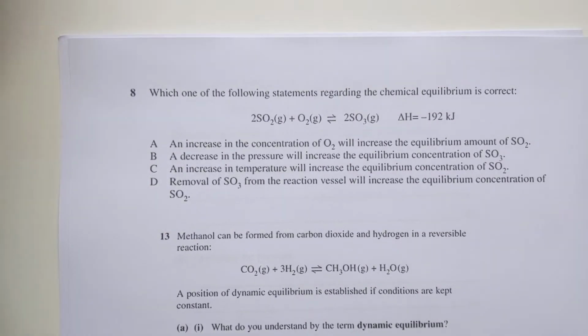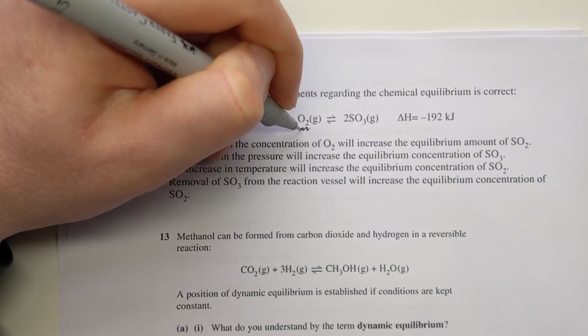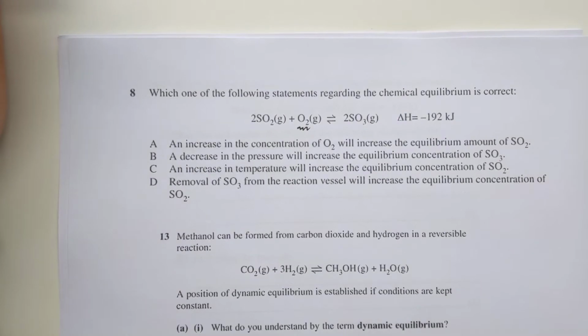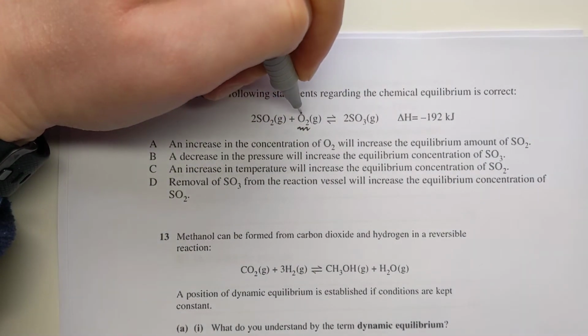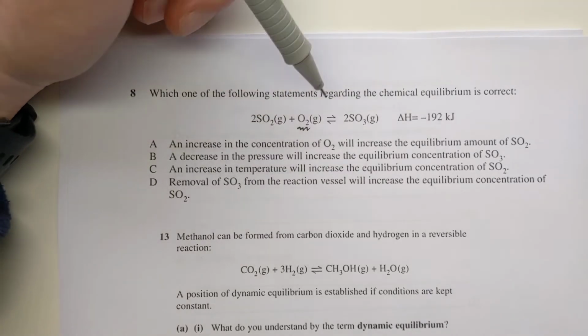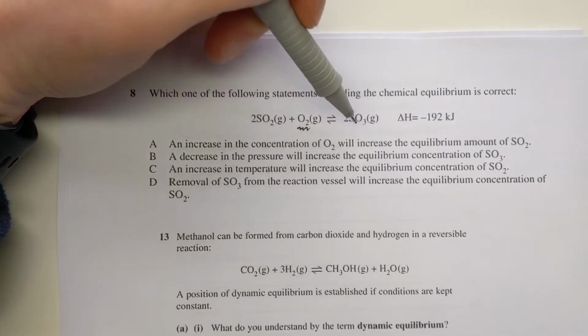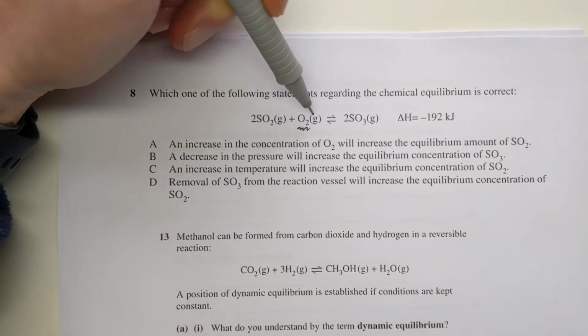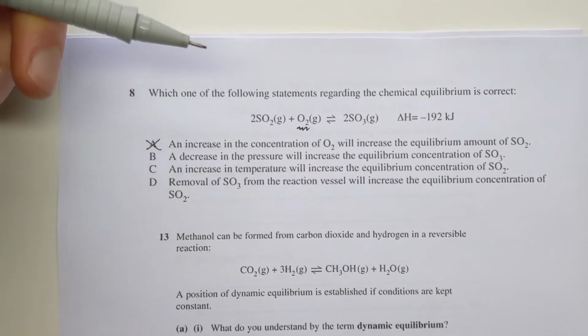So you've got a few options here for changes. In option A, an increase in concentration of O2 will increase the equilibrium amount of SO2. So let's think about that. If we increase the amount of O2, according to Le Chatelier's principle, the equilibrium will want to use it up in response to that, to oppose that change. That will cause the equilibrium to go to the right hand side to decrease the O2. If I decrease the O2 by going to the right hand side, I'm also going to decrease the amount of SO2 because it's also on the left hand side, one of the reactants. So that can't be right. The SO2 will go down if I increase O2.